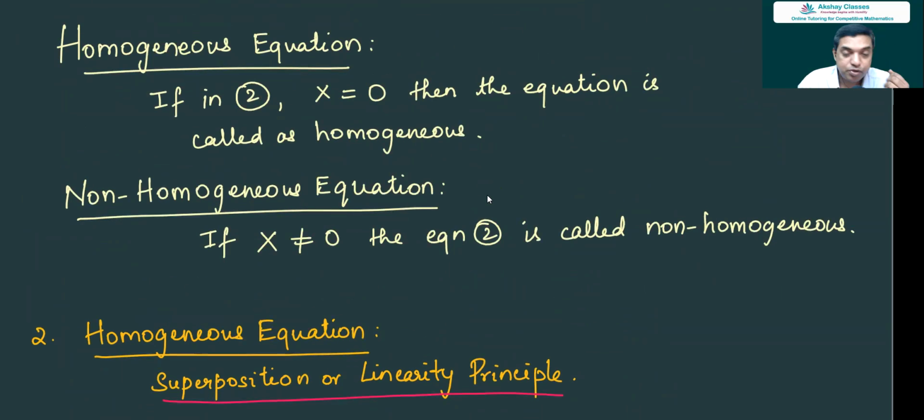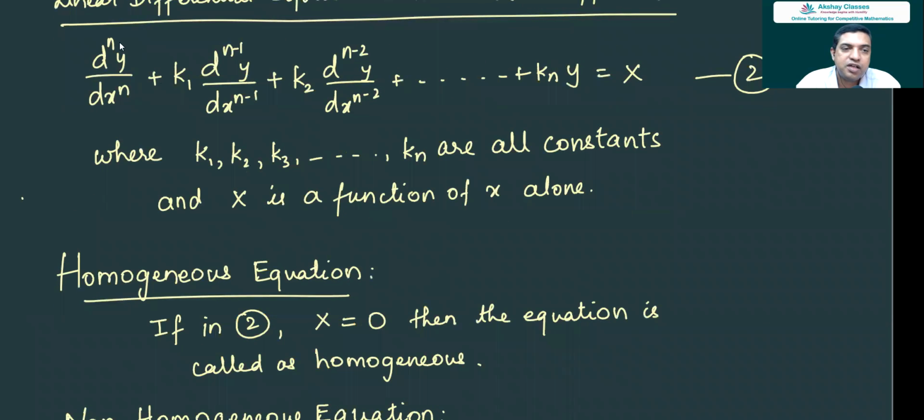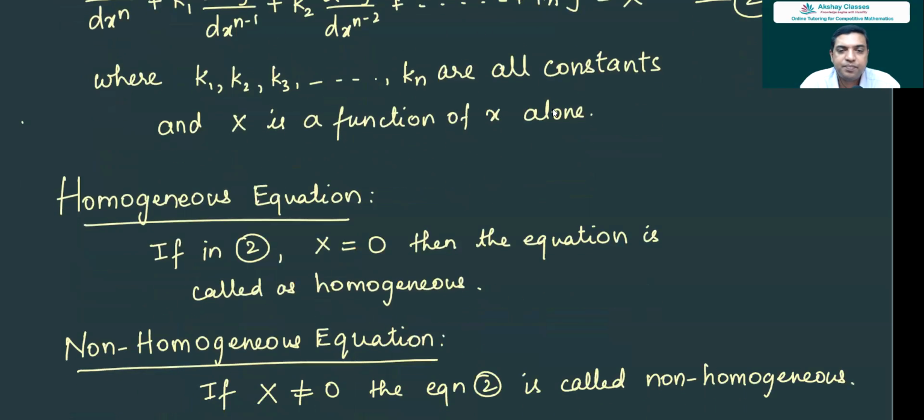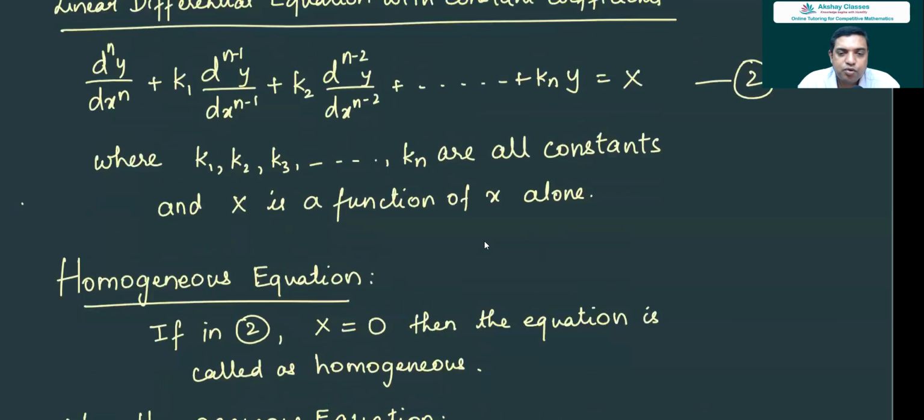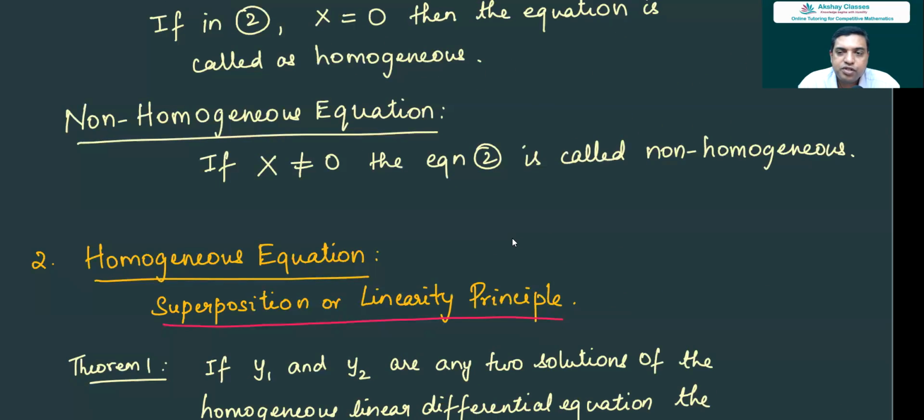Now, when capital X is equal to 0, then we call the equation homogeneous, because y and its derivatives, every term has degree 1. Here, the right hand side term has degree 0 for y. But anyway, if this term does not exist, it means that all the terms are of degree 1. In terms of degree, we are looking at y and the derivatives of y only. So when X equals 0, it is called a homogeneous equation. When X is not equal to 0, it is called a non-homogeneous equation.